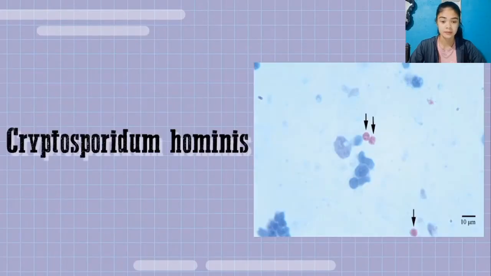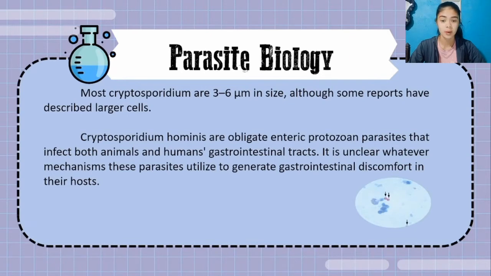Cryptosporidium hominis. Parasite biology: most Cryptosporidium are 3 to 6 micrometers in size, although some reports have described larger cells. Oocysts from the organisms are extremely robust, prevalent in water supplies, and capable of surviving in the environment. Cryptosporidium is a leading cause of diarrheal disease and child mortality globally. It is also a member of the phylum Apicomplexa, single-celled parasites that include the causative agents of malaria and toxoplasmosis. Cryptosporidium infection is restricted to host epithelial cells, within the apical brush border.